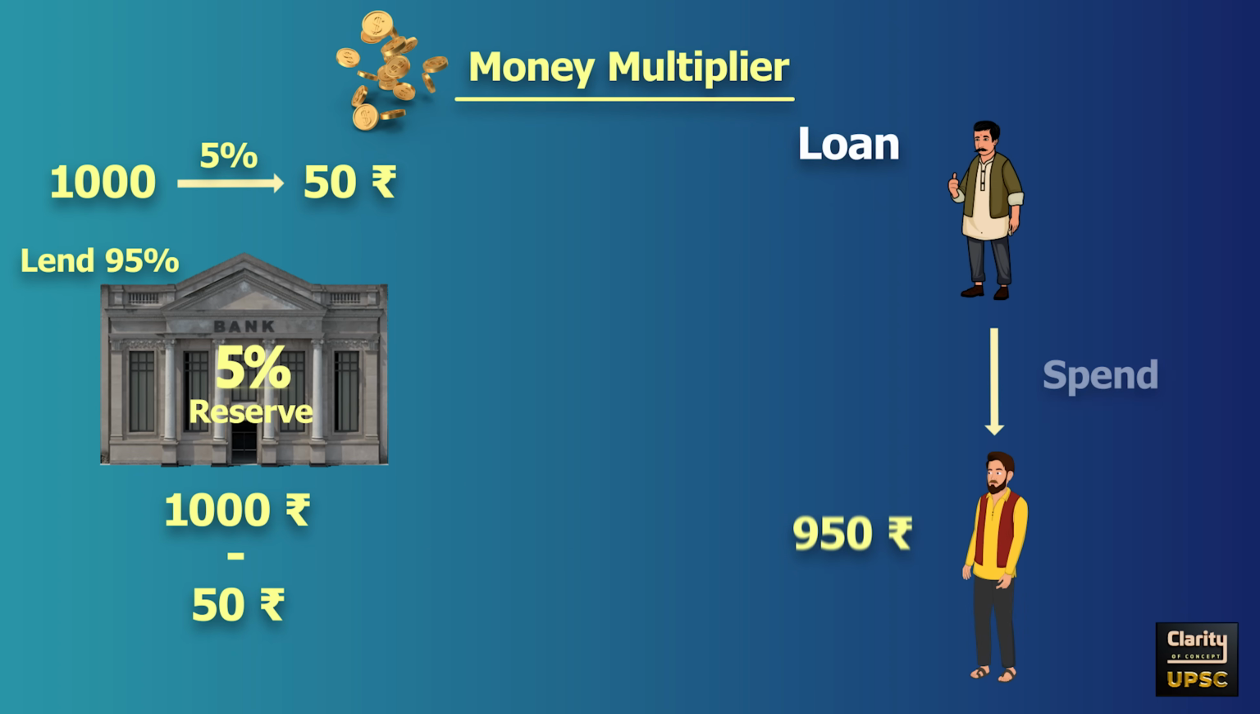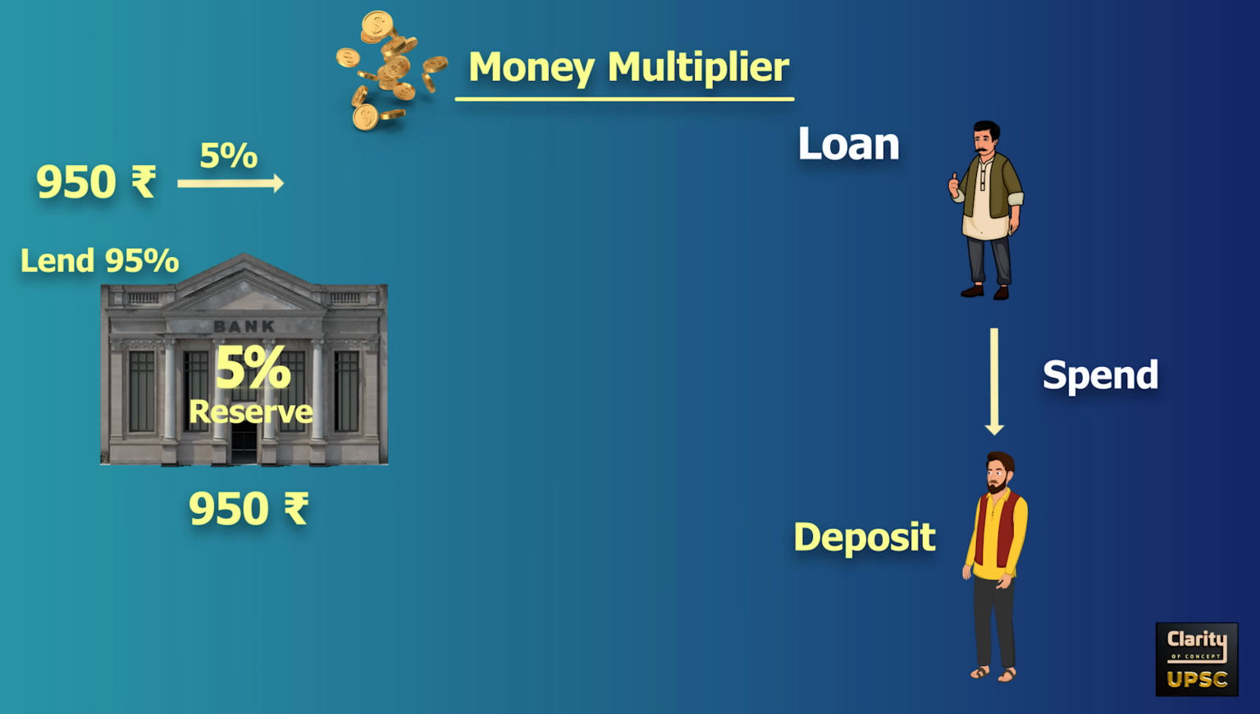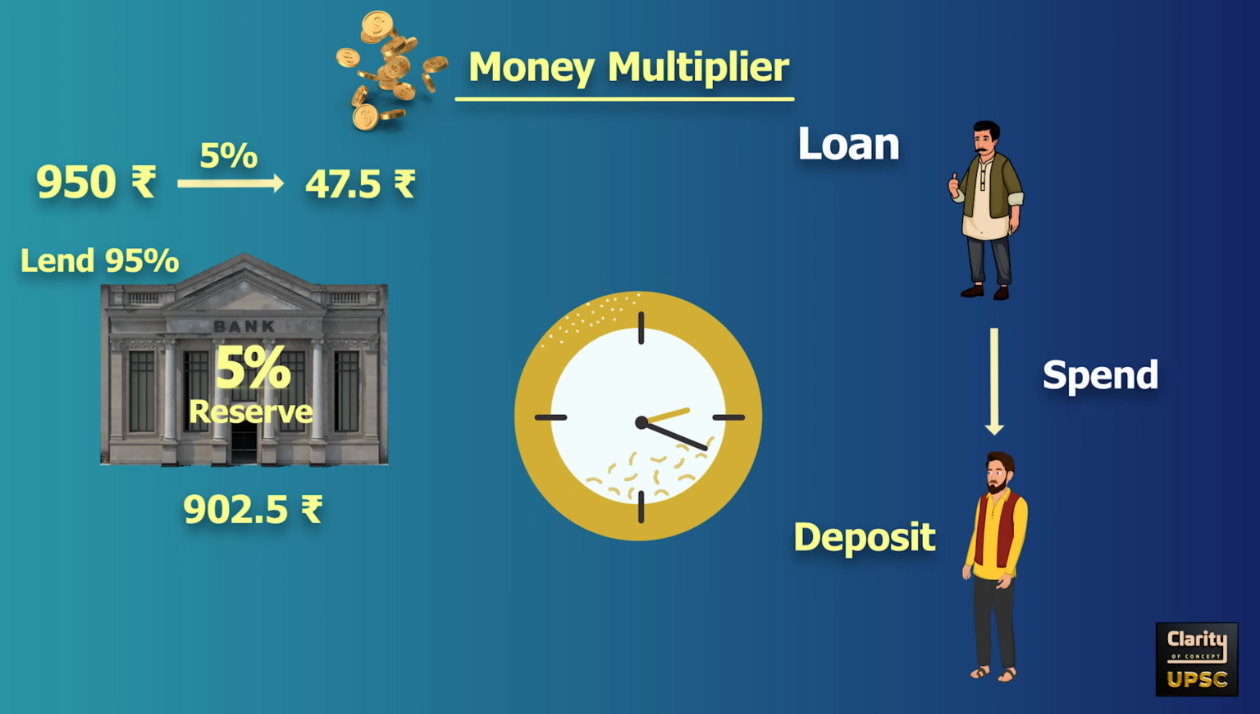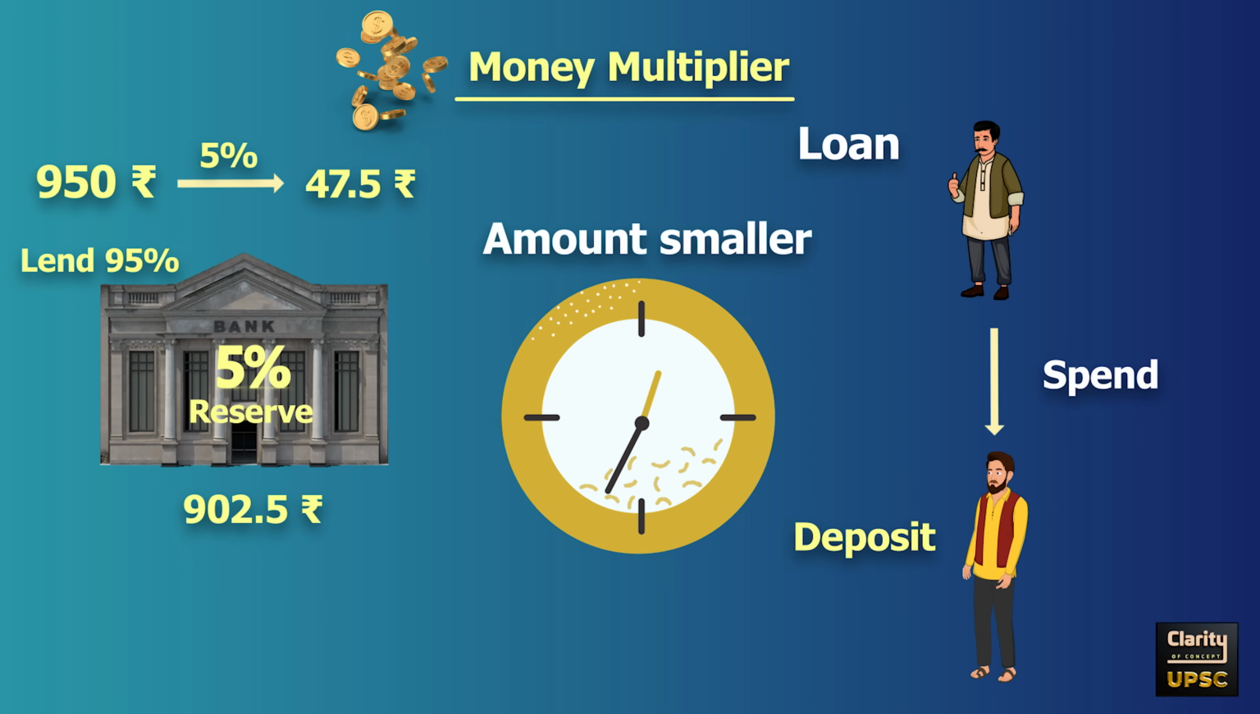The person spends it and it comes back as deposit. Again, bank keeps 5% of 950 rupees. That is 47.5 rupees. The remaining 902.5 rupees is given as loan. This also comes back as deposit. Like this, it goes on and on. Every time the amount becomes smaller. But all the amounts keep adding.